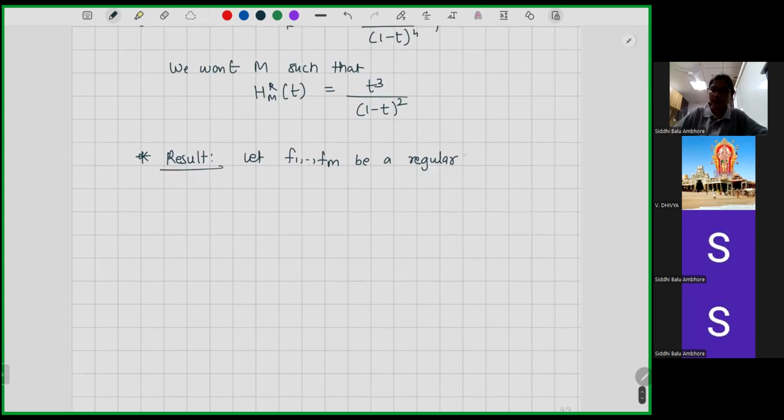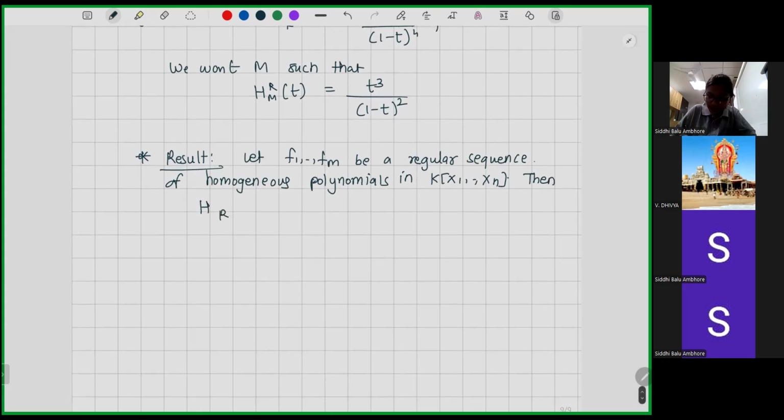Let F1 to Fm be a regular sequence of homogeneous polynomials in K[x1,...,xn]. Then the Hilbert series of R mod (F1,...,Fm) is the product of (1 - t^(degree Fi)), as we used last time, divided by (1 - t)^n, where n is the number of variables.